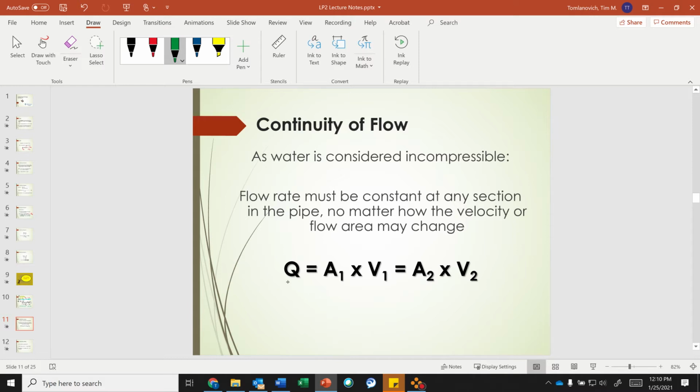So Q equals A1 times V1, which equals A2 times V2. All right. So if my cross-sectional area changes, that means my velocity has to change. If my velocity changes, then my area probably changed because Q stays constant. Just remember that when you do these formulas, Q has to stay constant. We're assuming that we have a closed pipe system. We don't have any leaks. So what comes into the system has to exit the system. So Q, the flow rate, is constant.